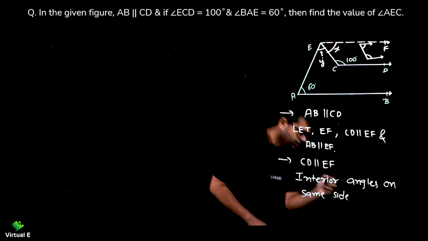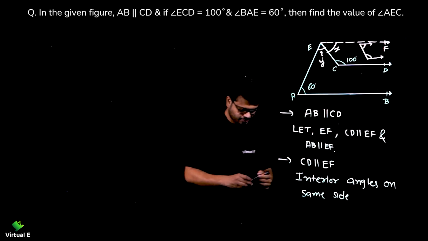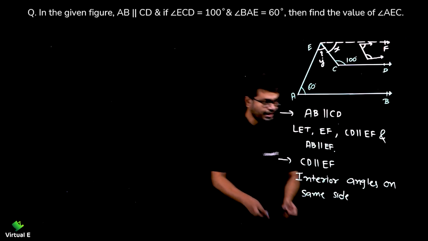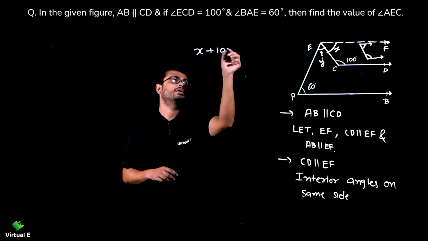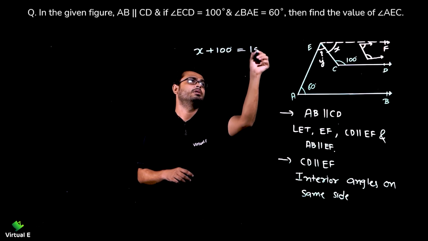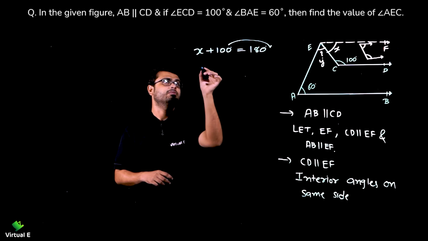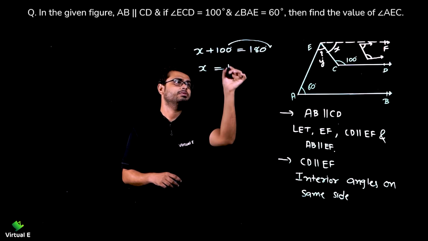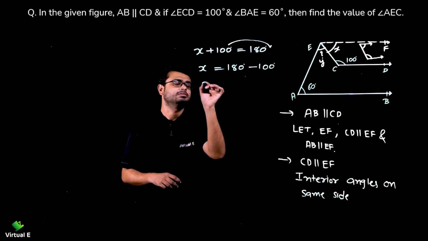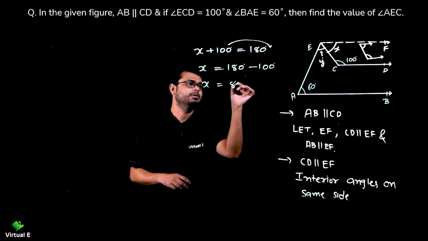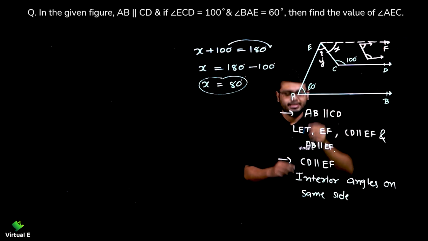So if we add them up, what are we going to get? Let's check it out. So we are going to add, that will be X plus 100 degree is equal to 180 degree. Let's shift 100 over that side. So X is equal to 180 degree minus 100. So X is equal to 80 degree, right? So that's the value of X.